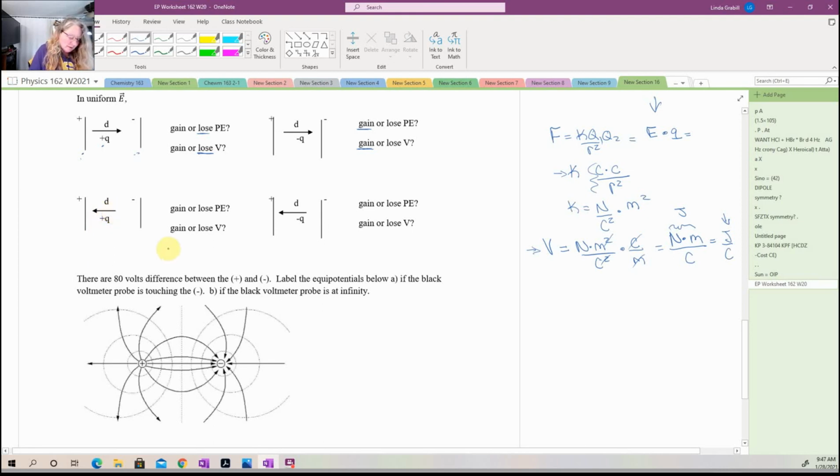So positive going towards a positive. Let's see, my field line is going like this. So positive going towards positive, I am gaining. I'm going in the opposite direction of the electric field lines, so I'm gaining energy. For this one, the negative going towards a positive, I'm losing.